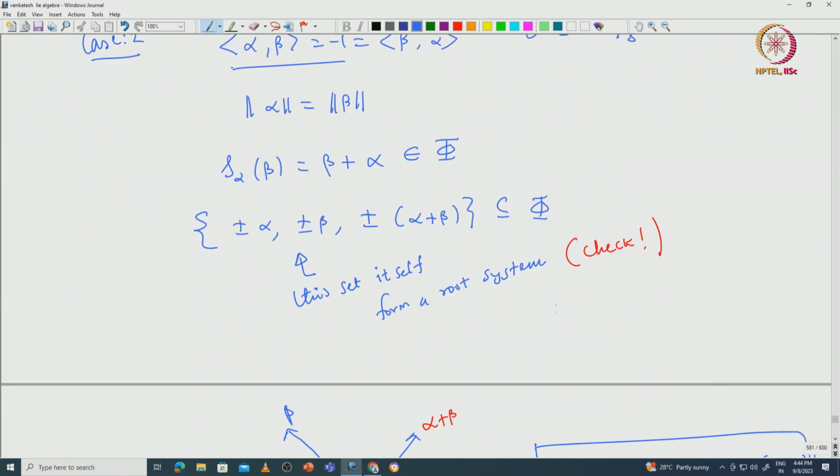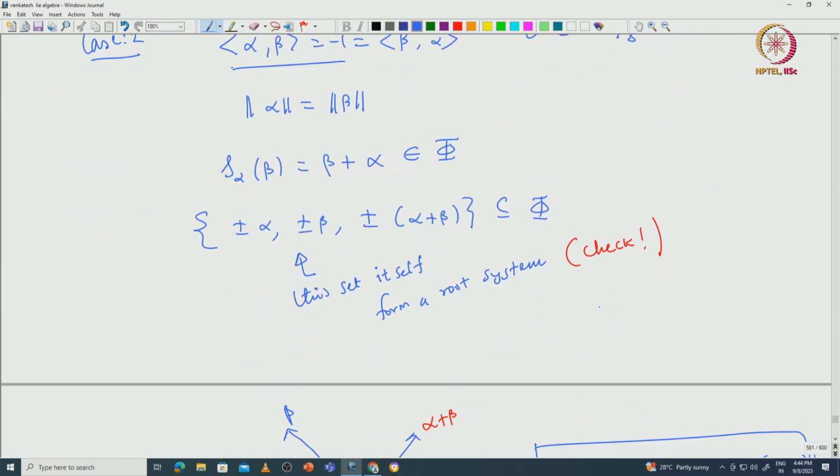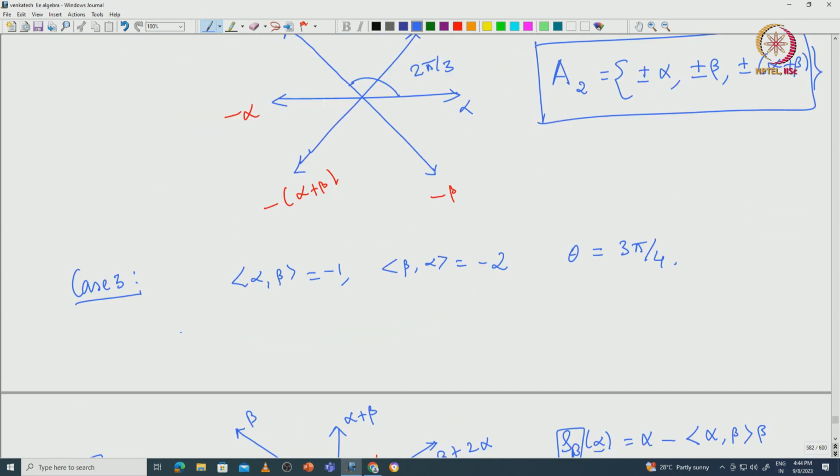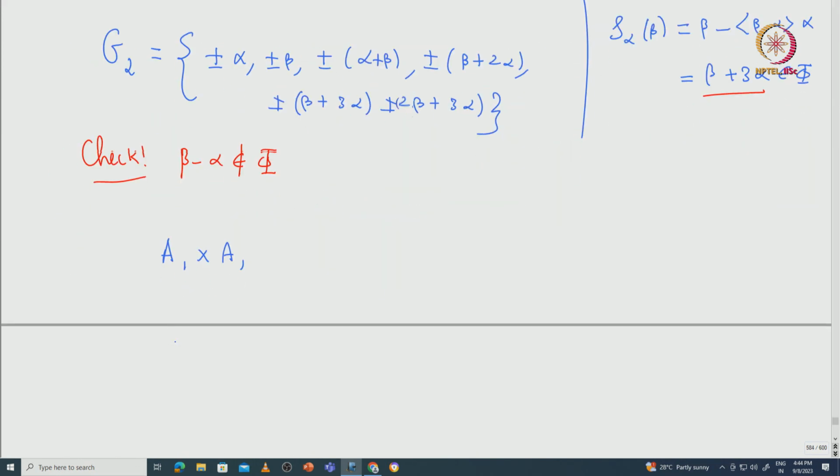In the second case, we denoted the root system by A2. The third one is B2, and the fourth one is G2. So, these are all the 2-dimensional root systems: A1 cross A1, A2, B2 and then G2. I will leave it as an exercise. This is a very important exercise.